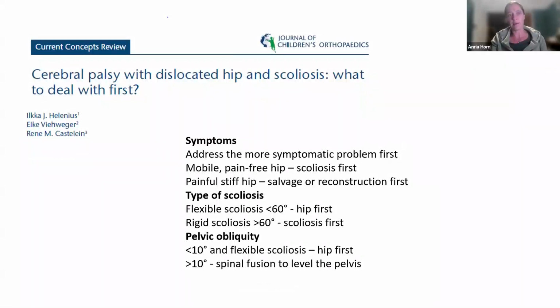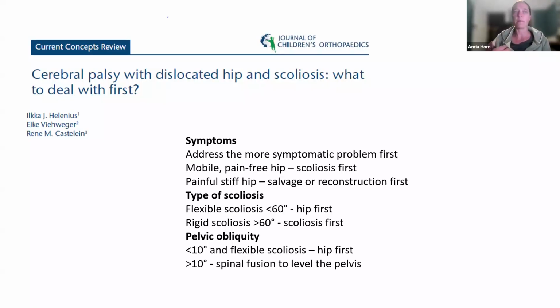So then there's just some other evidence, like trying to look at the same thing. And the recommendation from this current concepts review was that you must address the most symptomatic problem first. So if you have a mobile pain-free hip that is subluxed, do the scoliosis. If the hip is painful and stiff, salvage or recon.